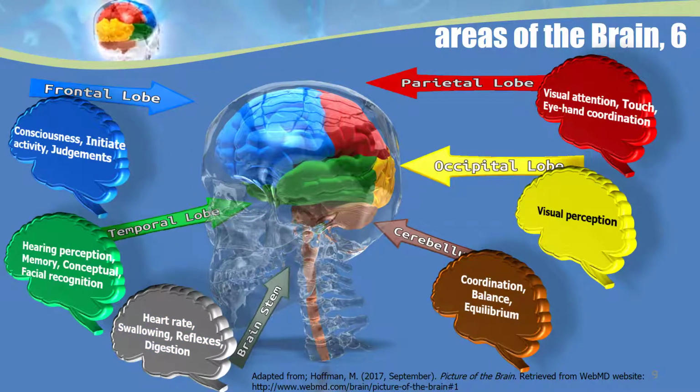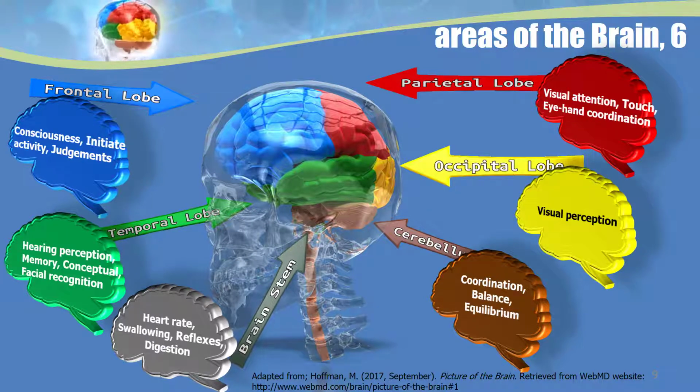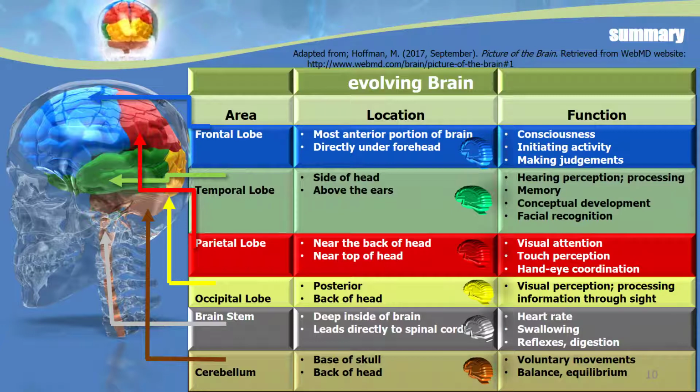The brainstem is deep inside the brain and leads directly to the spinal cord. The primary functions are controls involuntary bodily functions like heart rate, swallowing, reflexes, and digestion. Wow! We have visited many areas inside the brain.